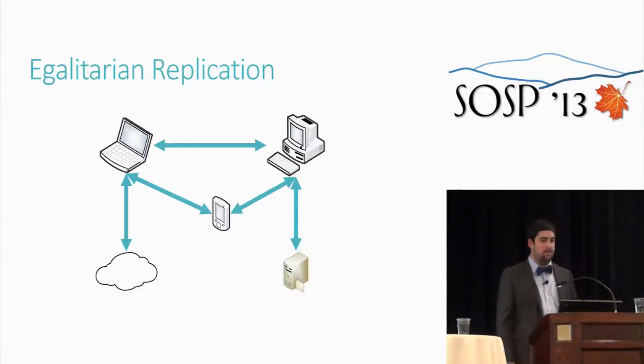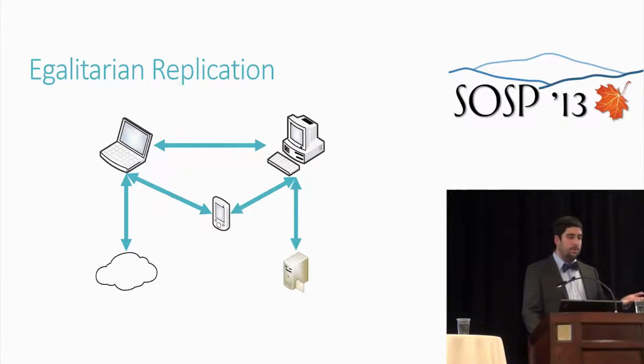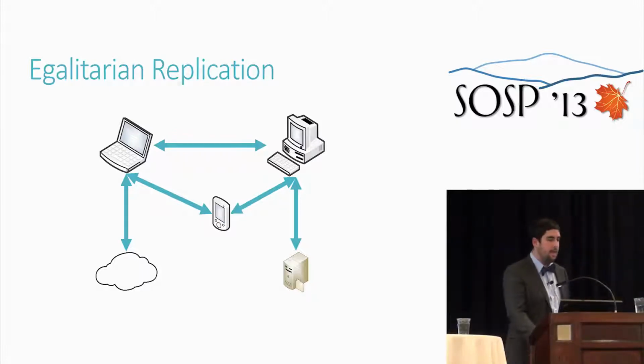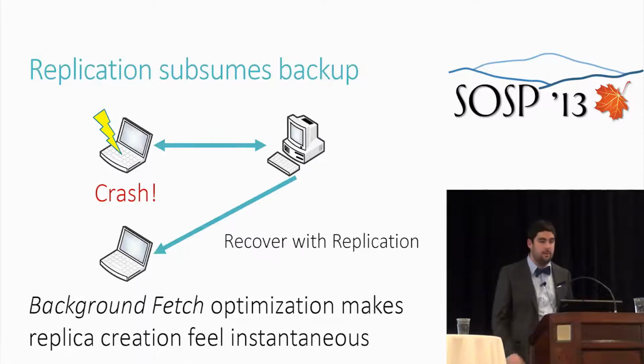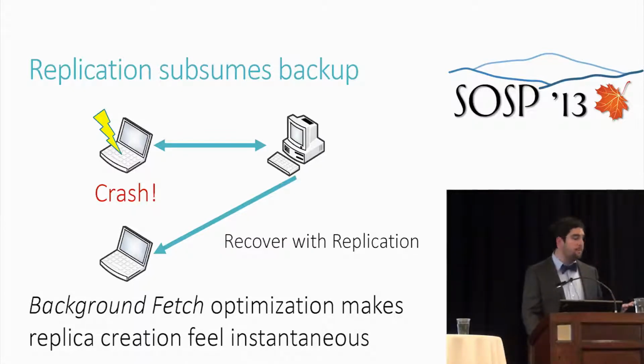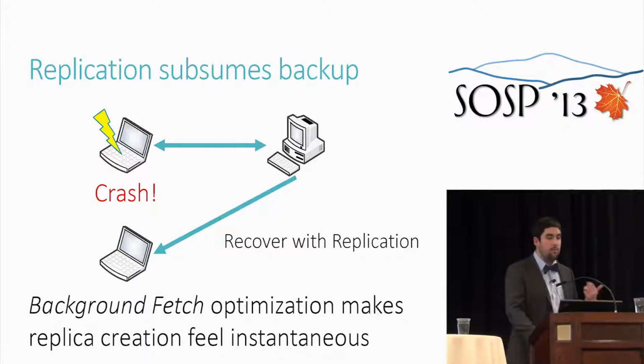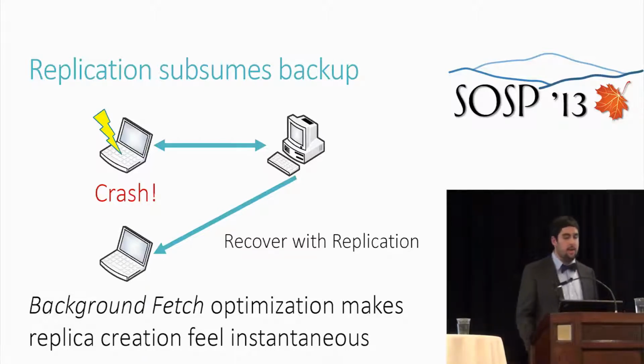Make all your data available on your laptop and your desktop. You can also replicate your data to your phone. And if you really don't care about privacy, you might replicate that to the cloud as well or to your company's own file server. Replication also subsumes backup. So when your laptop crashes, you can basically just get a new laptop and recover with replication. And we'll make that seem instantaneous with a special optimization we call background fetch. You can see the paper for details. And this basically makes it feel like you have that replica available to you instantly. You get started, and the data will be sent over the wire in the background until a full replica is available on that laptop.